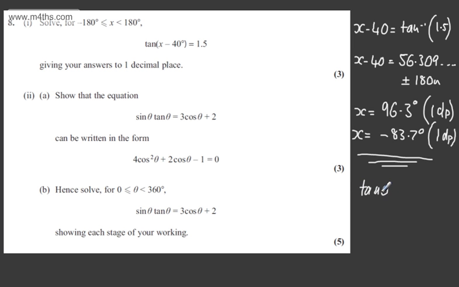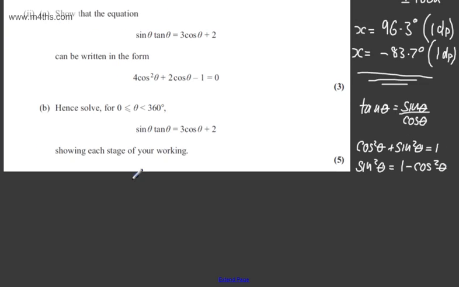We know that tan theta will be sine theta over cos theta, and also we know that cos squared theta plus sine squared theta will be equal to 1. Or we could say sine squared theta is equal to 1 minus cos squared theta. So let's go ahead and use these identities and rewrite the equation. So I'm going to write this now as sine theta multiplied by tan theta. Well, I know that that's sine theta over cos theta. I'm going to set that equal to 3 cos theta plus 2.